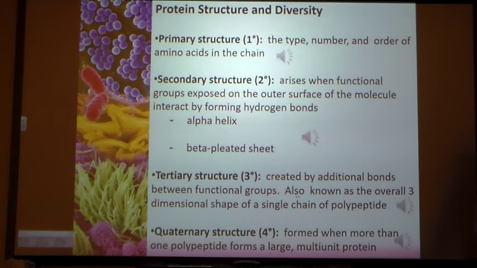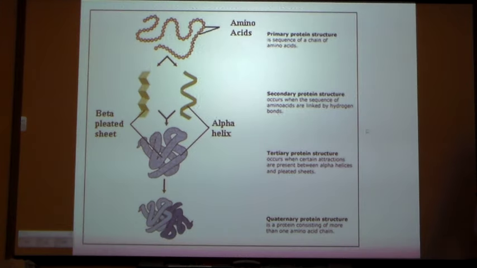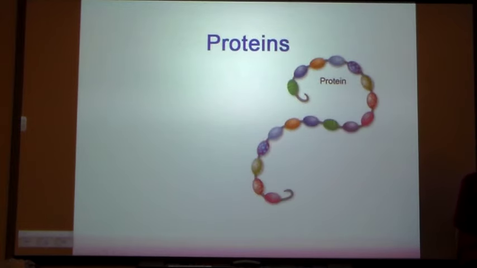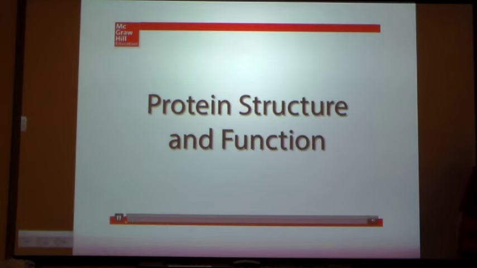I put a little bit of a note here. The tertiary structure is the overall three-dimensional shape of a single polypeptide chain. Quaternary structure is formed when more than one polypeptide chain forms a large multi-unit protein. I do want to play this video because it explains a little bit better how the folding works. Let me pause it, because the mic is not on here.